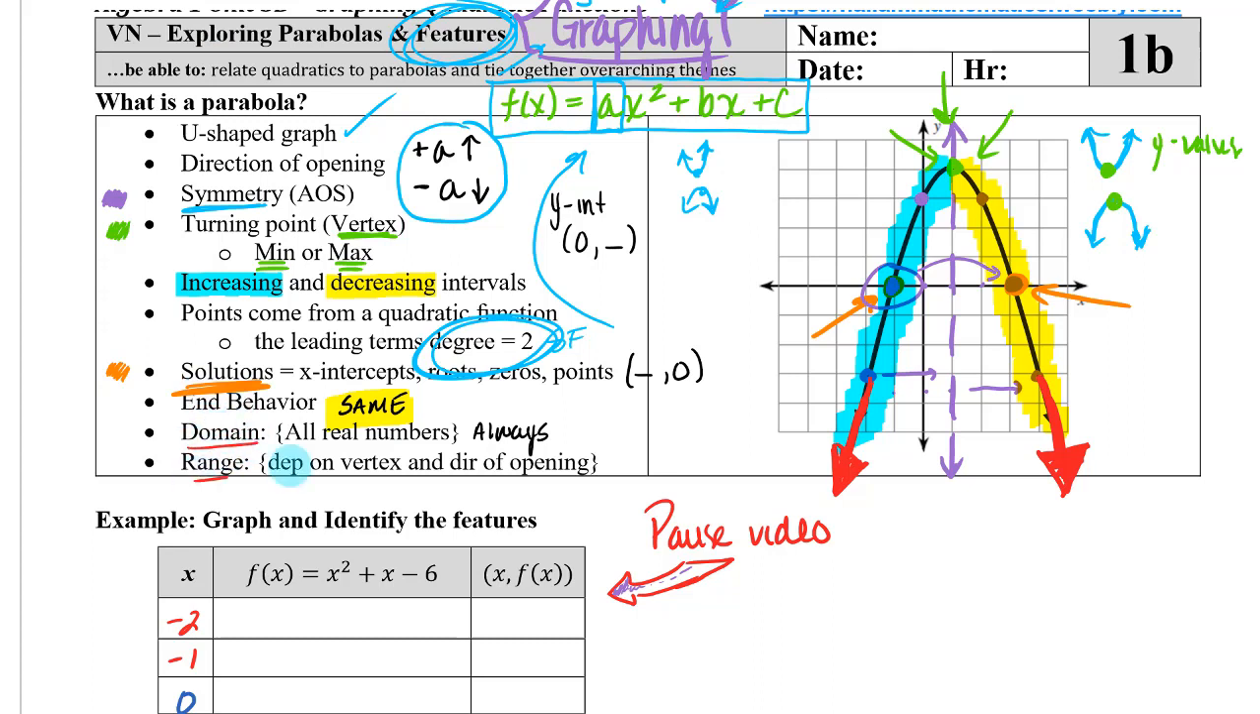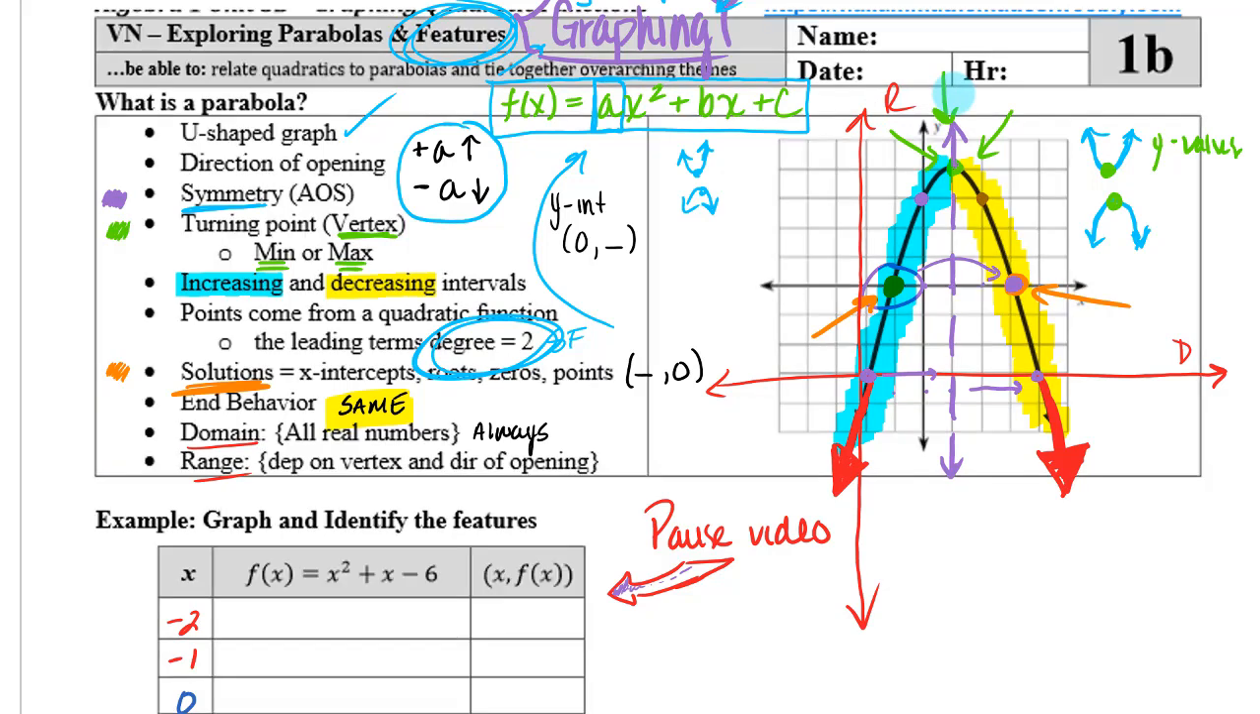And then, of course, we'll hit domain and range. Remember, domain is what's happening with this function from left to right. Where can I find it? And then that would be your domain. And then remember, range is where can I find this function vertically? Where does it start? Where does it stop? Along the y-axis.